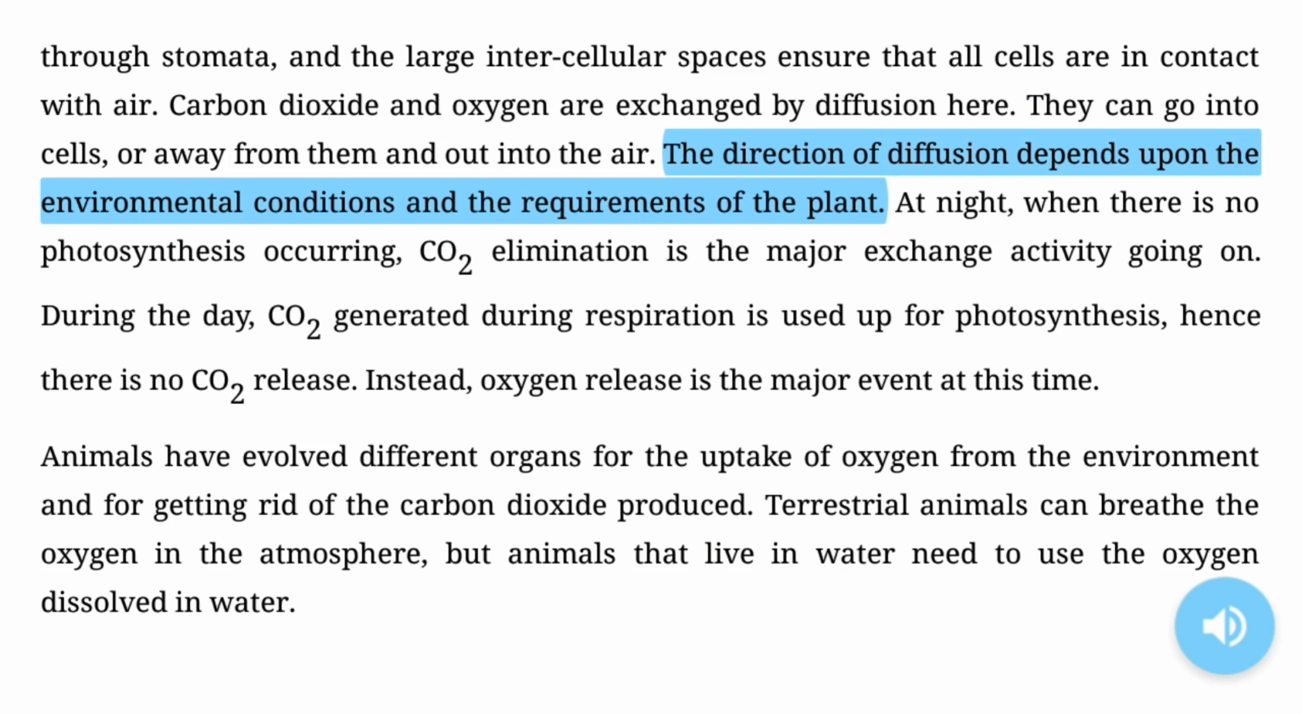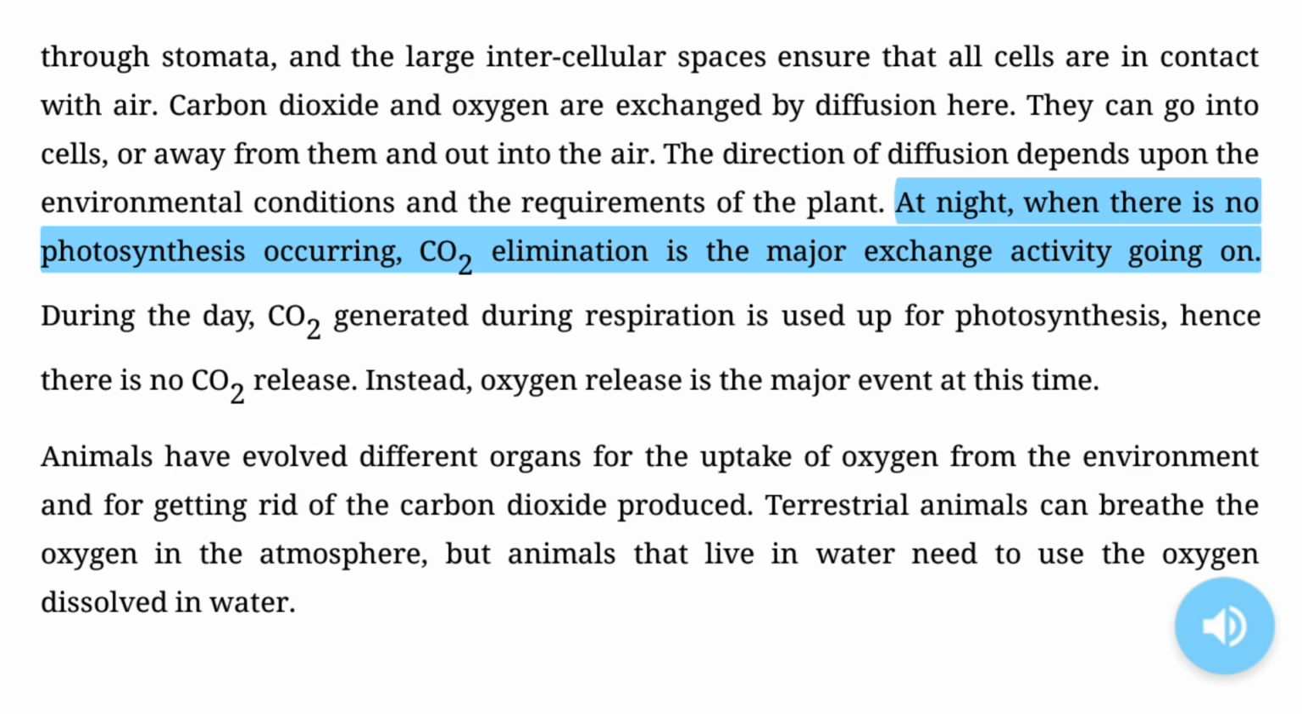The direction of diffusion depends upon the environmental conditions and the requirements of the plant. At night, when there is no photosynthesis occurring, CO2 elimination is the major exchange activity going on.